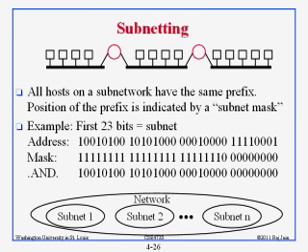So let's talk about subnetting. All the hosts on a subnetwork have the same prefix, and the position of the prefix is indicated by a subnet mask. Now generally speaking, subnet masks are always a bunch of ones followed by a bunch of zeros. So that is just like a prefix before, where you can say slash so many bits.